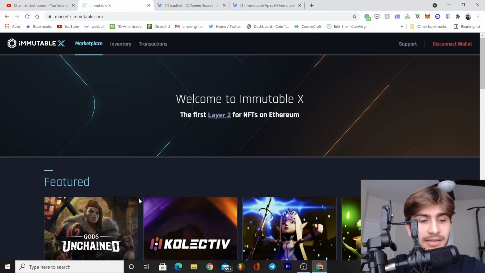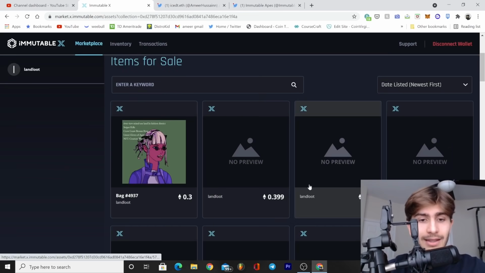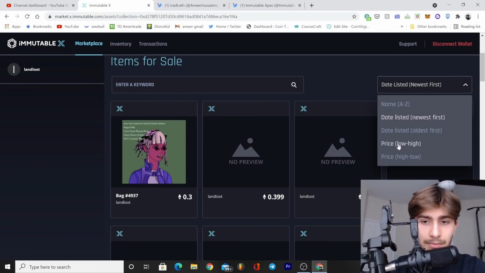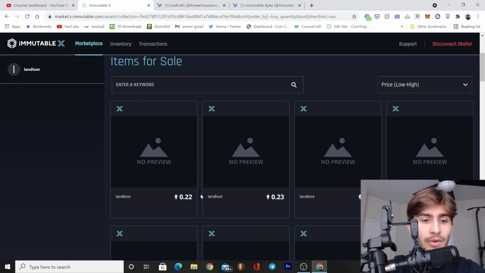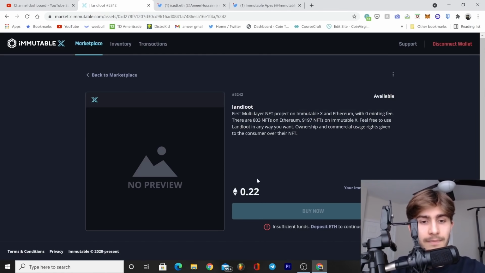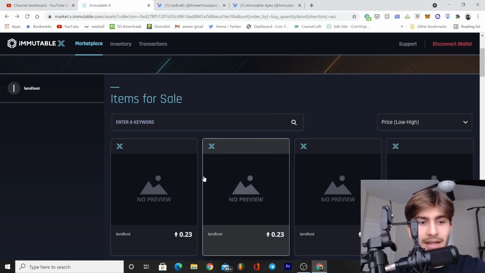So there's a few other things here on Immutable X. We just had a project that was minting for free. It's called Landloot. And now the cheapest price is 0.22. And when you're minting these for free, you have to realize there's not going to be any gas fees. So you're literally getting it for free. And now the cheapest price is 0.22 ETH. So right there, you almost made an $800 to $900 gain by not even putting in $1 of investment. You just got to be smart and find these free NFT drops.